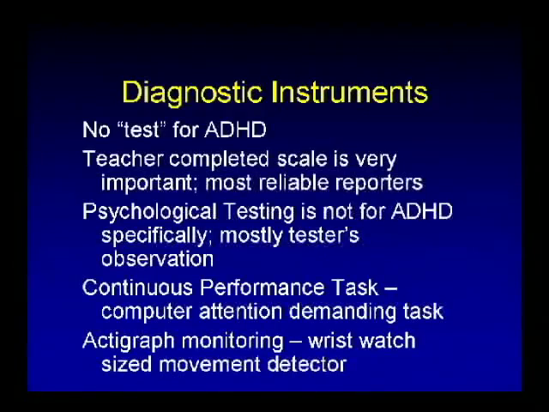Psychological testing is not for ADHD specifically. Mostly, interestingly enough, it's the tester's observation. When they went from WISC-3 to WISC-4, they actually got rid of freedom from distractibility because everybody started hanging their hat on that as showing ADHD, so they tried not to make a test conclusive for ADHD. Continuous performance task: it's a computer attention-demanding task that checks errors of omission, and that's one thing you could look at. Actigraph monitoring: a wristwatch-size movement detector that looks for hyperactivity, even fidgetiness, and they wear that 24 hours.